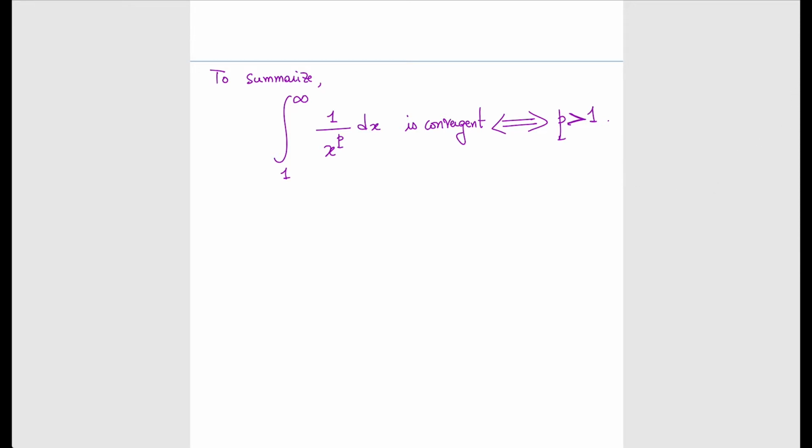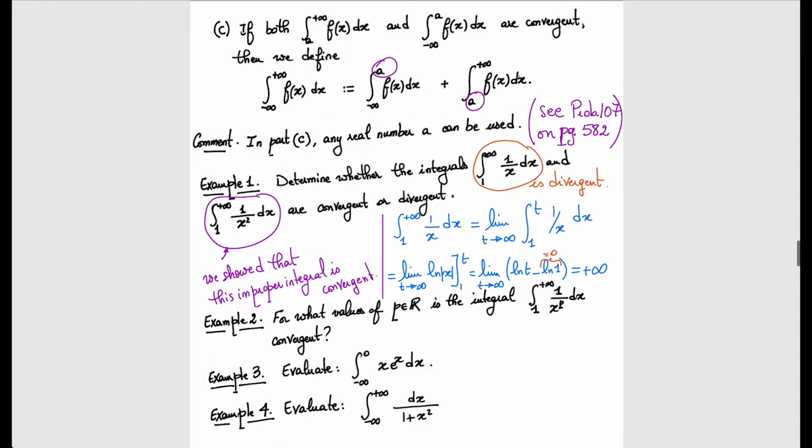Alright, so let's go back to the page where we listed all the examples. We finished example 2. Now we're going to go to example 3. We're going to evaluate the improper integral from minus infinity to 0 of x e^x dx. So that's example 3.